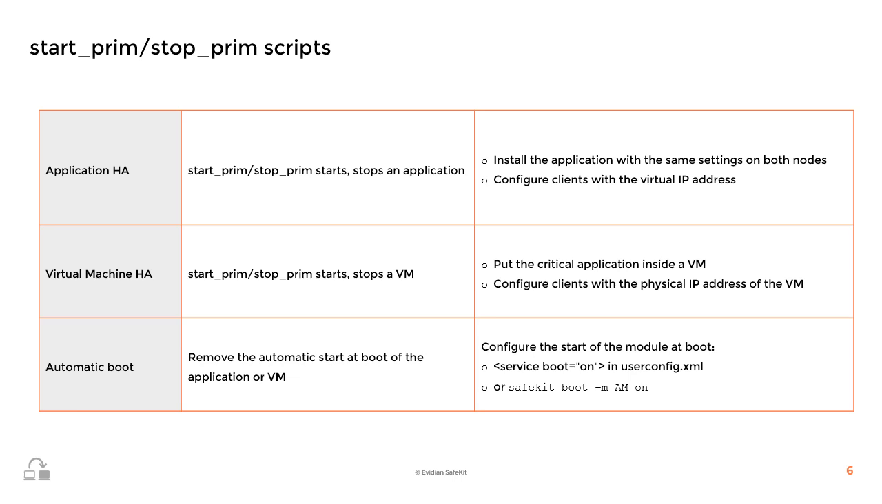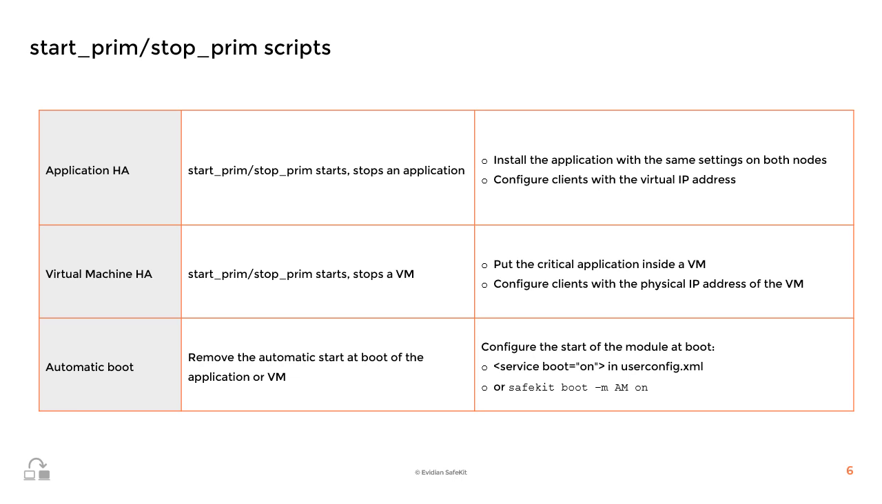Next, let's discuss high availability at the virtual machine level. The startprim and stopprim scripts are used to start and stop a virtual machine. In this solution, place the critical application inside a VM and configure the clients to connect to the physical IP address of the VM. There is no need for a virtual IP address in this case. The physical IP address of the VM will be rerouted when the VM is restarted on the secondary node.